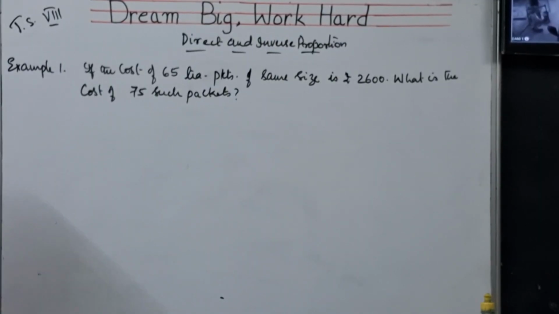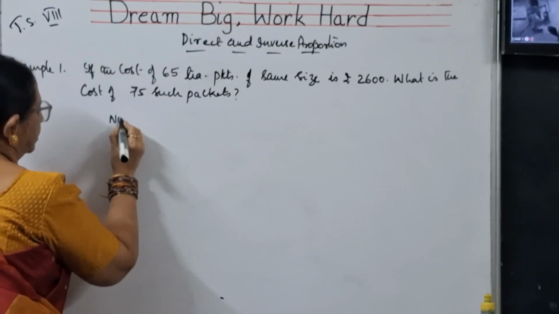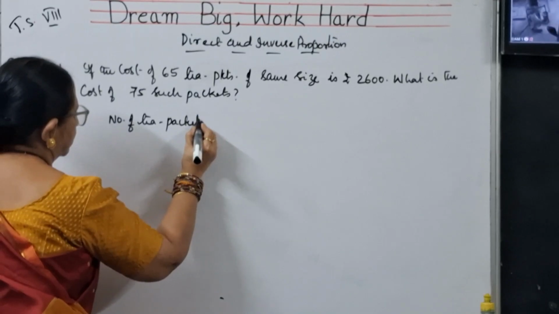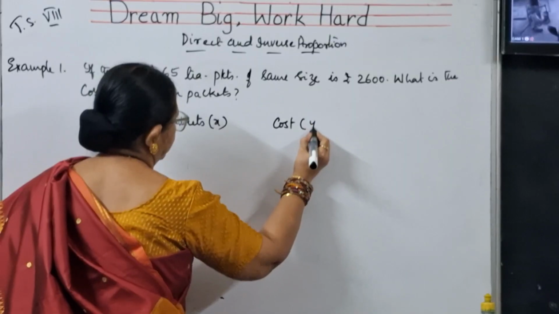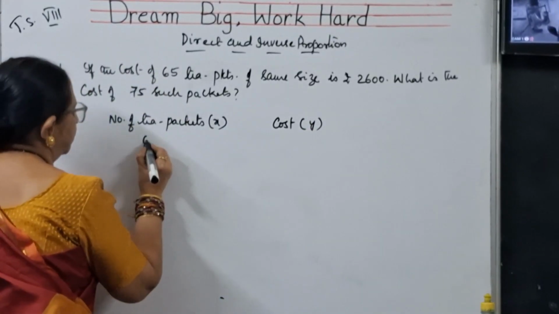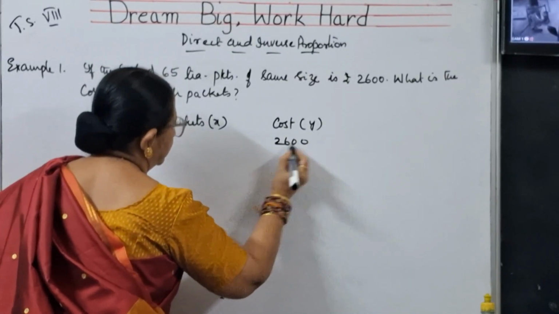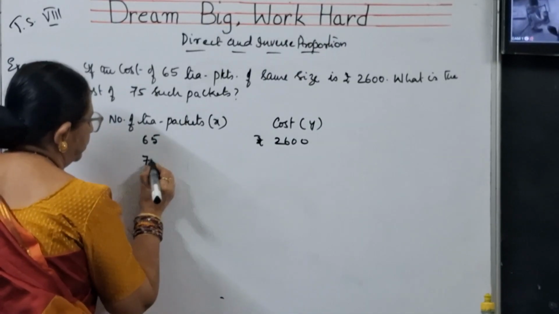Now example 1, children. If the cost of 65 tea packets of the same size is rupees 2600, what is the cost of 75 such packets? So what have they given? Number of tea packets, consider it as x, and cost, consider it as y. So 65 tea packets are costing 2600 rupees. Now the question is the cost of 75 tea packets.